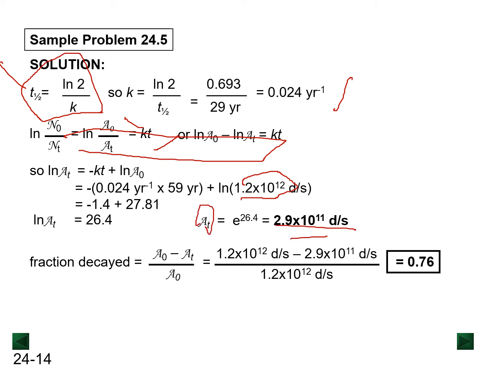And find the fraction decayed, where the initial activity minus the activity at the given time, divided by the initial activity. Then you will get the fraction decayed.